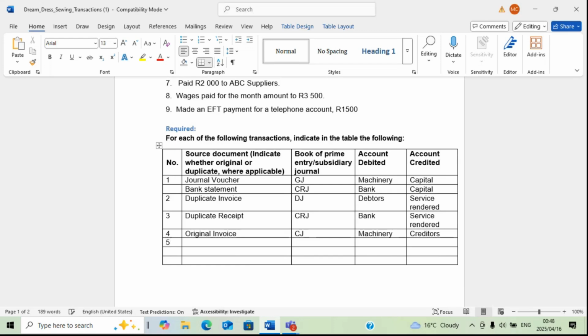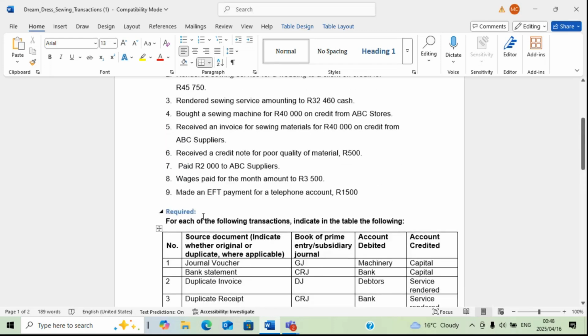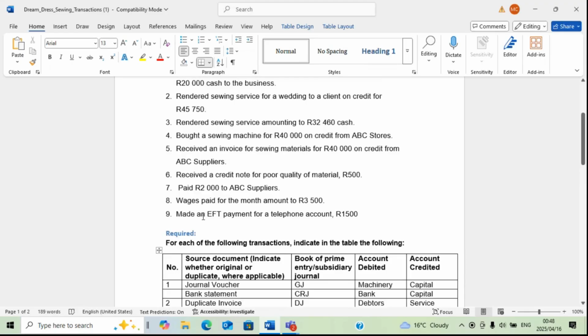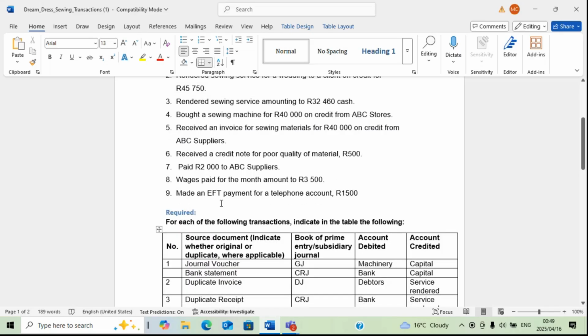Transaction number 5. It says received an invoice for sewing materials for 40,000 on credit from ABC suppliers, right? So how do we record this transaction? You received an invoice. So when you receive an invoice, it just means you bought on credit. Even if it was not indicated that you bought on credit from ABC suppliers, they just said you received an invoice. When you receive an invoice, it indicates that you've purchased on credit, right?